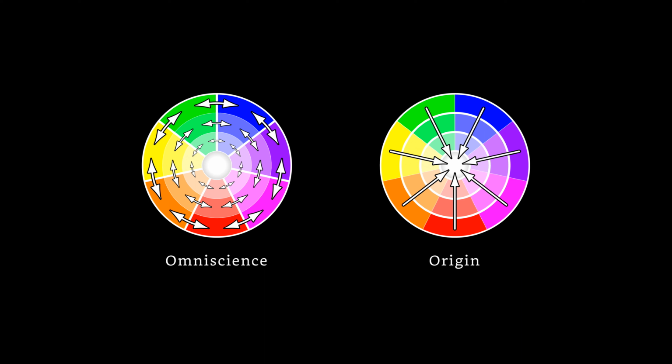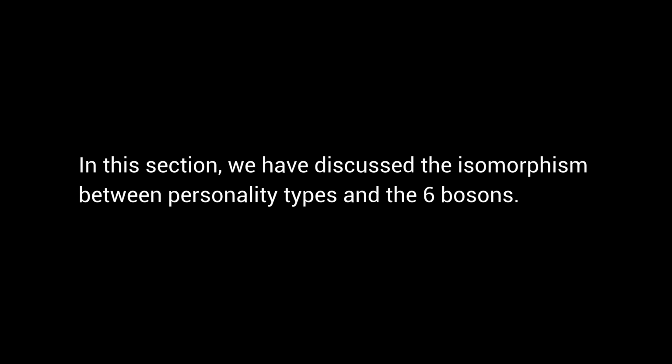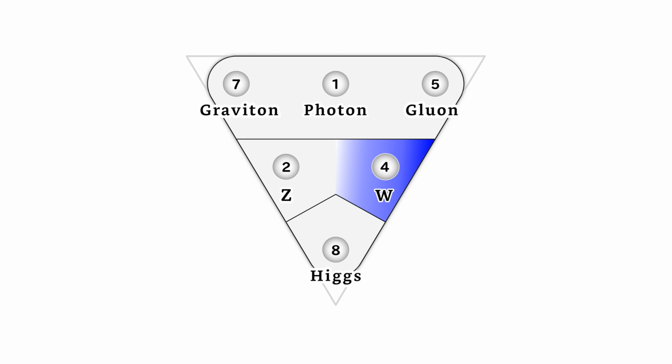This figure was discussed in Chapter 1, Section 2. The perspective of type 5, which is holy omniscience, integrates many different types of essential colors. Related to this, the gluon, which represents type 5, integrates many different types of color charge. On the other hand, the perspective of type 4, which is holy origin, penetrates different levels. Related to this, the W boson, which represents type 4, can change the generation of particles. In this section, we have discussed the isomorphism between personality types and the 6 bosons.